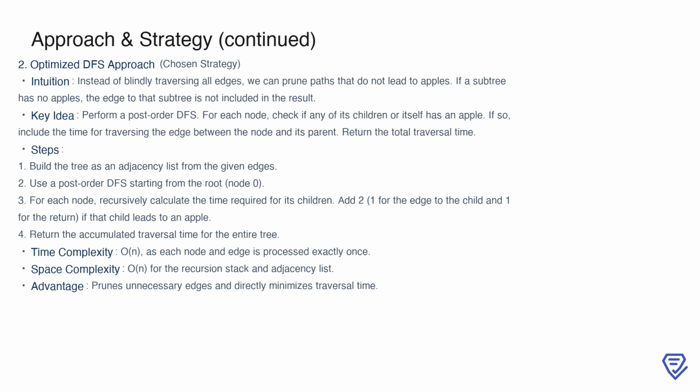This approach processes each node and edge only once, maintaining an O(n) time complexity. The space complexity is also O(n) for the recursion stack and adjacency list. The main advantage of this method is its ability to prune unnecessary edges, directly minimizing the traversal time.